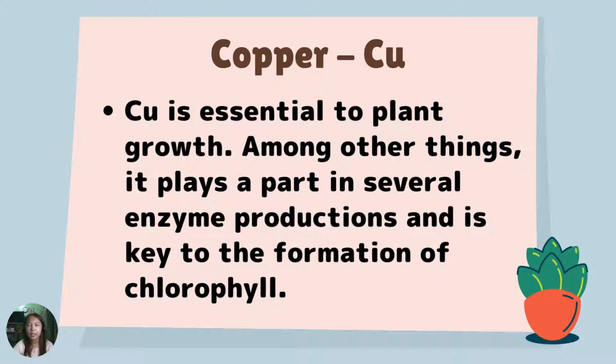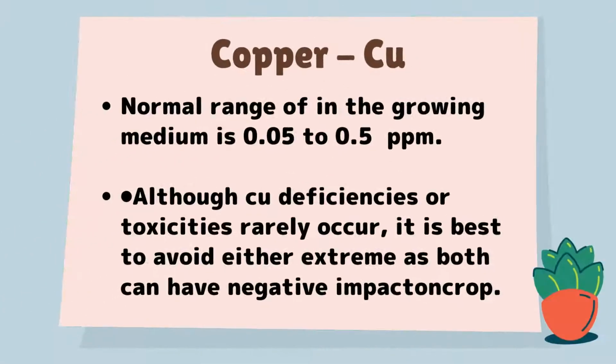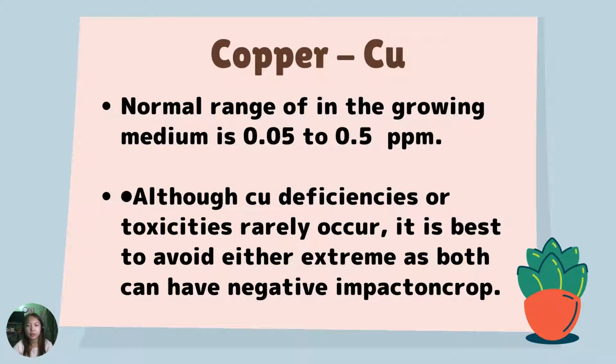Okay, so another element, we have copper. Copper is essential to plant growth. Among other things, it plays a part in several enzyme productions and is key to the formation of chlorophyll. The normal range of the growing medium is from 0.05 to 0.5 parts per million. Although copper deficiencies or toxicities rarely occur in plants, it is best to avoid either extreme, as both can have a negative impact on crops.